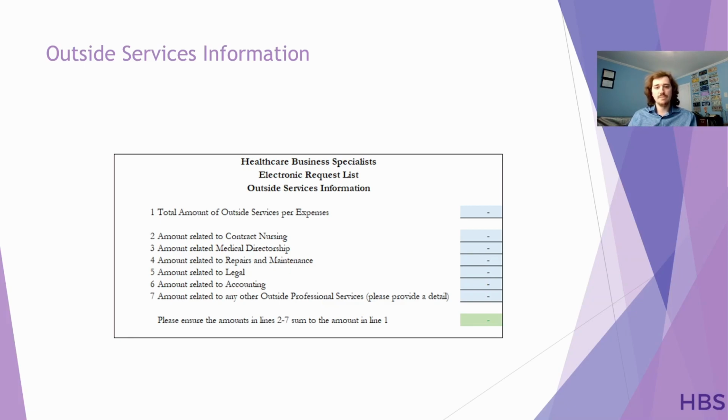table. So you can input at the top the total amount of expense spent on outside services, and then break down how much of that is related to the common categories that we've kind of laid out here. And then there's that line 7, which says, if there's anything that's not related to the above, you can put it here and then just give us a detail of how that breakdown looks and what those services were. And then that little cell at the bottom just kind of ensures that everything ties out and lines up.